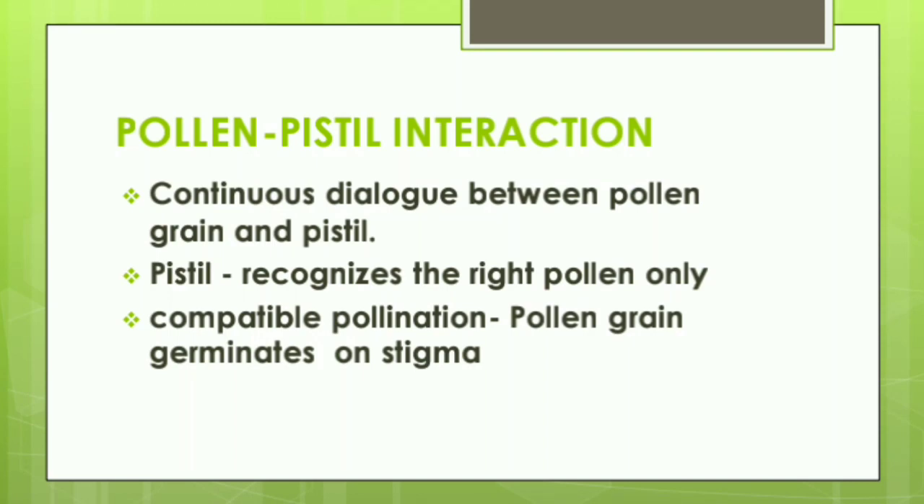The ability of the pistil to recognize the pollen, followed by its acceptance or rejection, is the result of continuous dialogue between pollen grain and the pistil. Now remember, this dialogue is mediated by chemical components of the pollen interacting with those of the pistil.